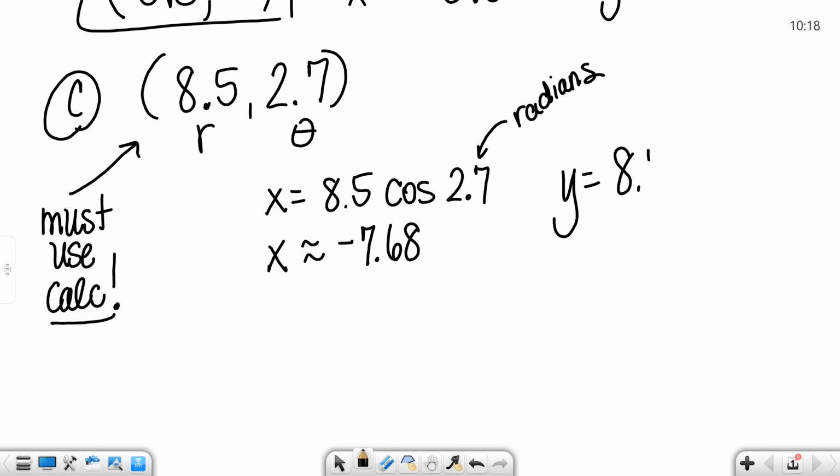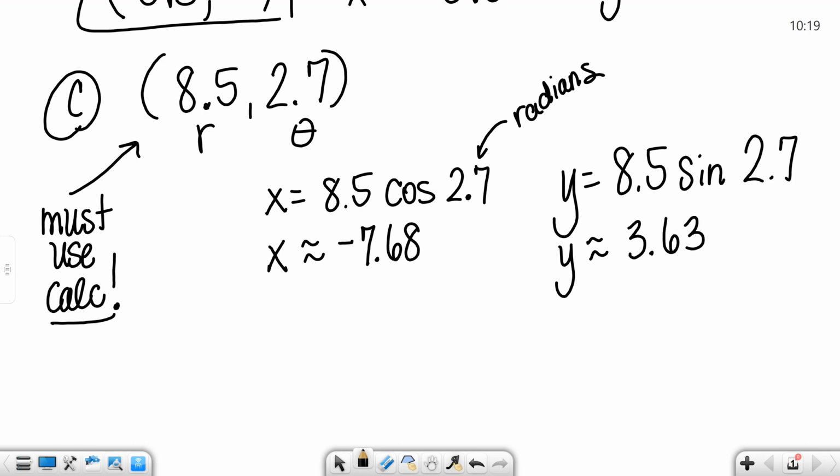Our y value is that r, 8.5, times the sine of 2.7. Again, with our calculator in radian mode, y is about 3.63. So our rectangular coordinates would be negative 7.68, 3.63.